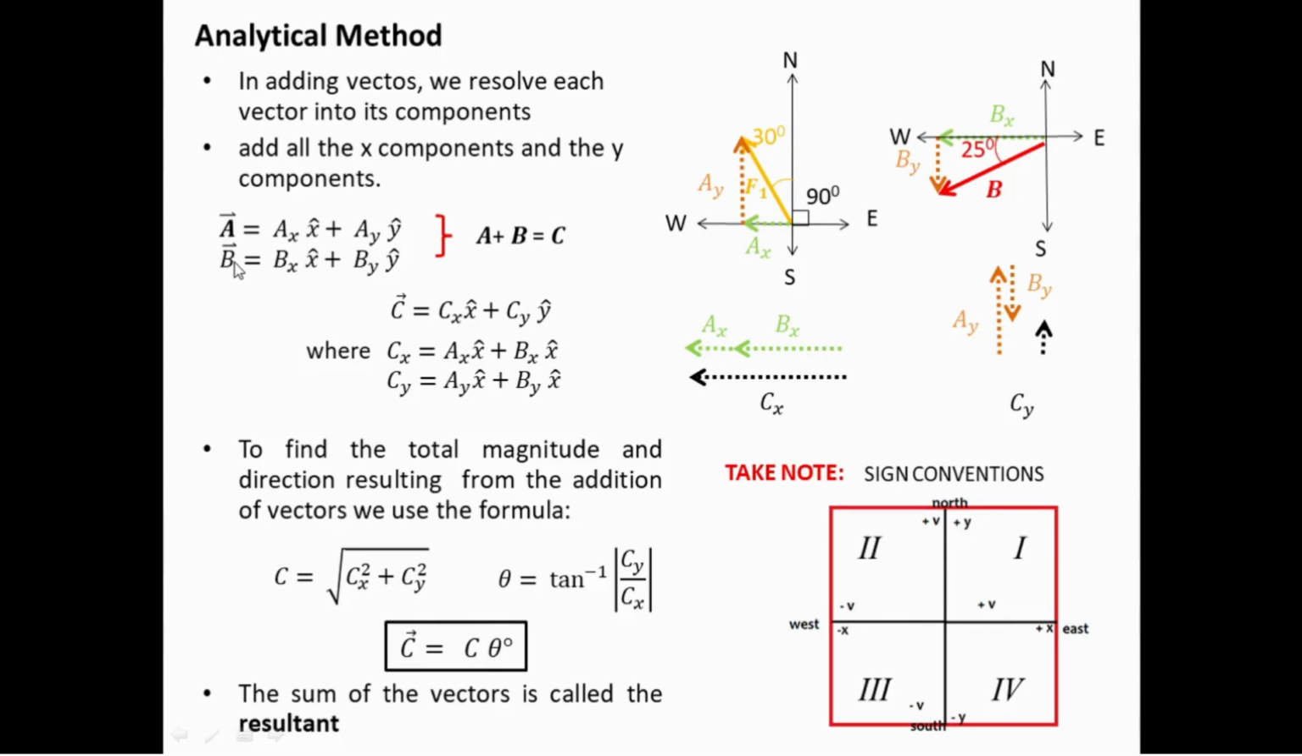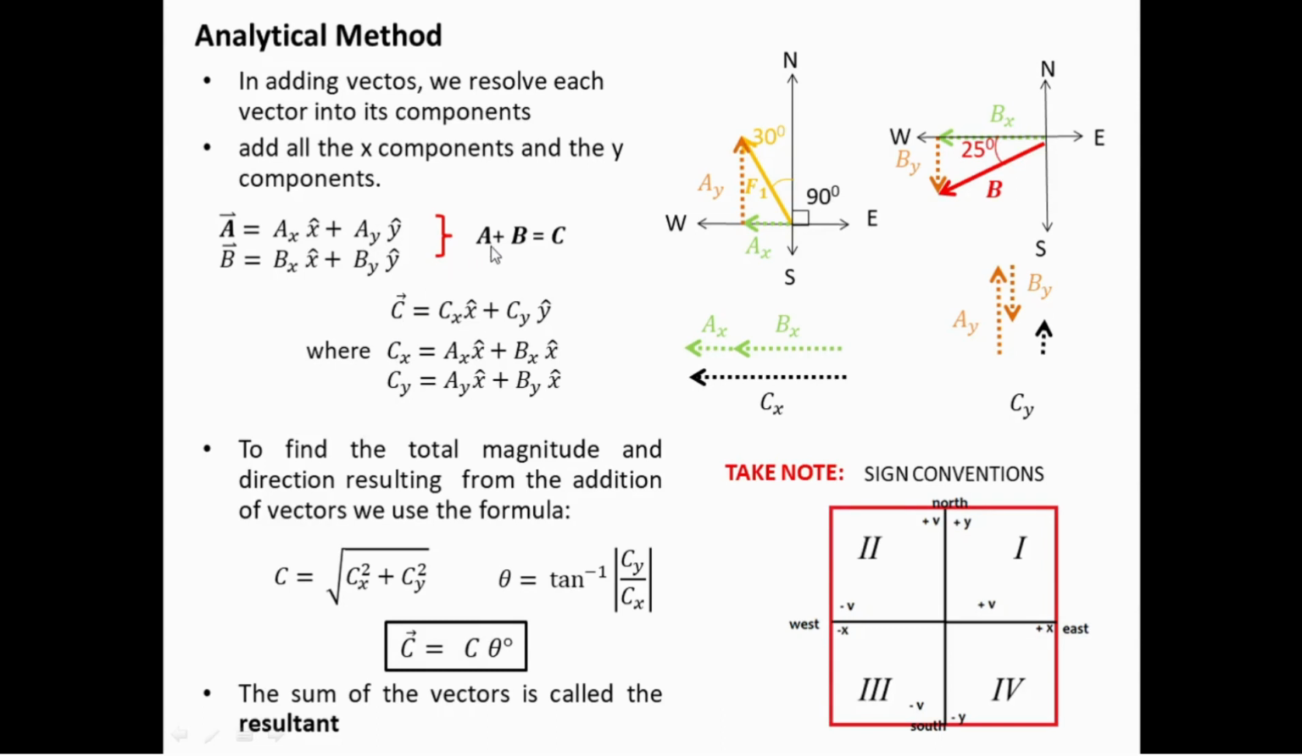So all we have to do is add A sub x and B sub x to get C sub x, which is the x component of the total vector, and then get the sum of A sub y and B sub y to get C sub y, which is the y component of the resultant vector.